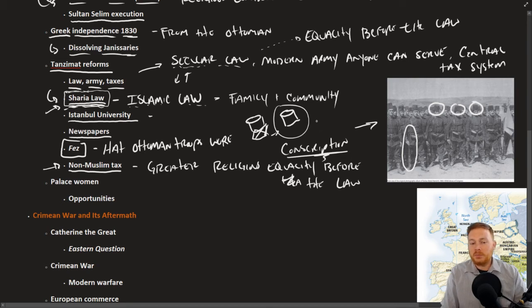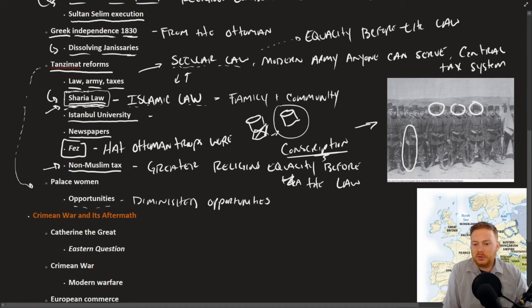For the most part, the Tanzimat reforms, in terms of their impact on women, for the most part diminished opportunities. Recall that the political revolutions in Europe did not significantly grant women any sort of political rights or the right to vote or anything along those lines. Those ideas about women's suffrage will come a little bit later.